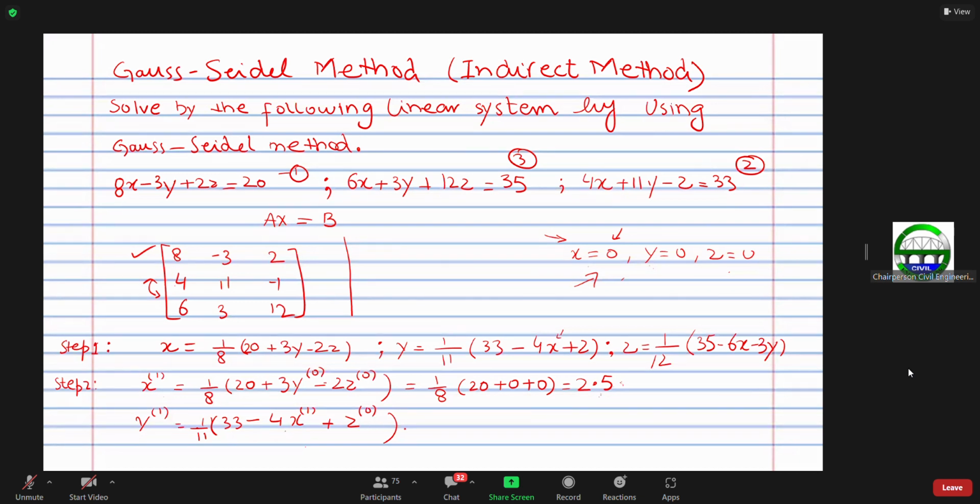And now we put in here, so 1/11 into 33 minus 4, x1 is 2.5, plus z is equal to 0, right? So can you calculate the value of this one and let me know? Please, please give me the answer of this one.